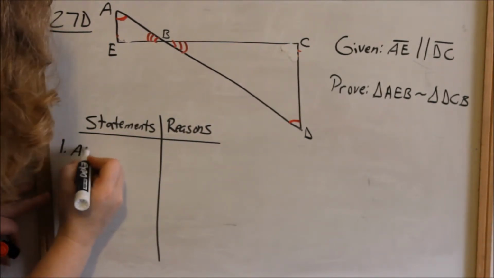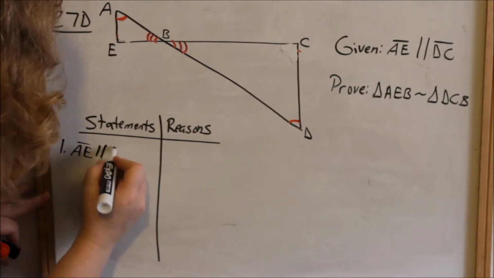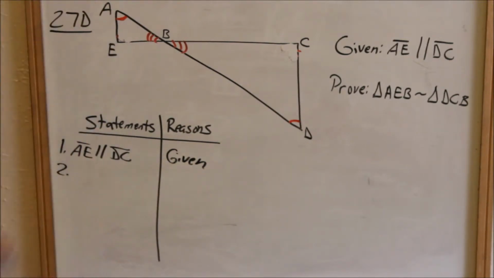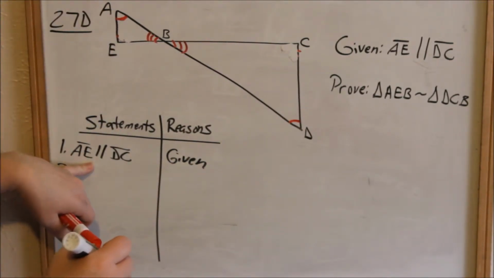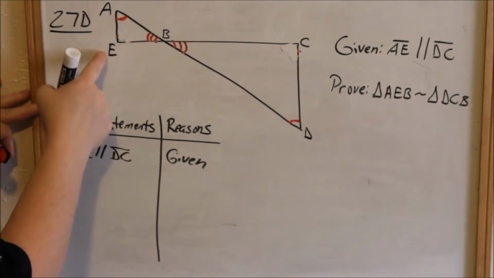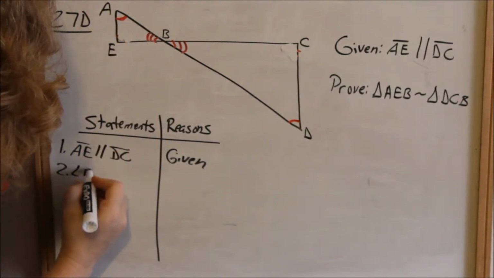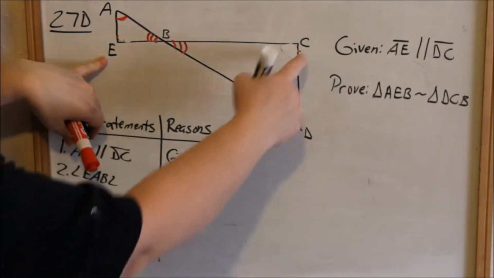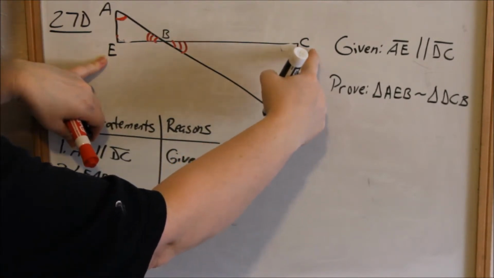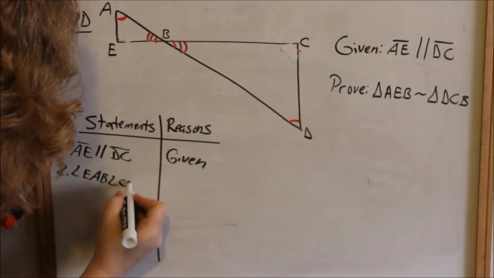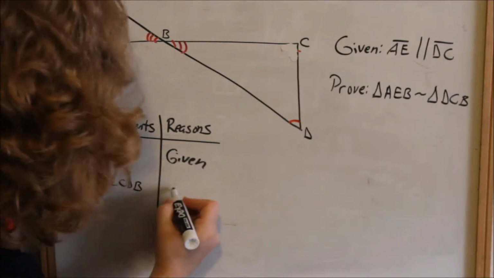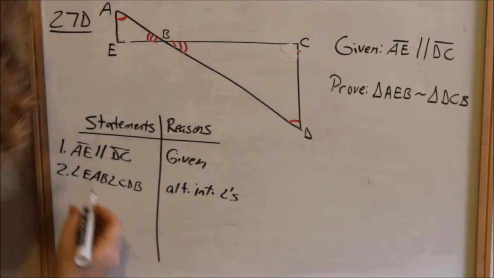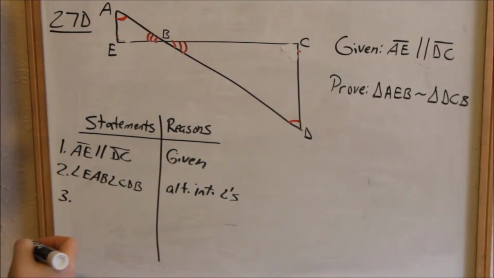So we start with our given: AE is parallel to DC. How do we know that? It is given. Okay, from the given information, we created alternate interior angles. So I will state that: angle EAB is congruent to, if I start with E here, I should start with C here, because C corresponds to E, angle CDB. Why? Alternate interior angles.